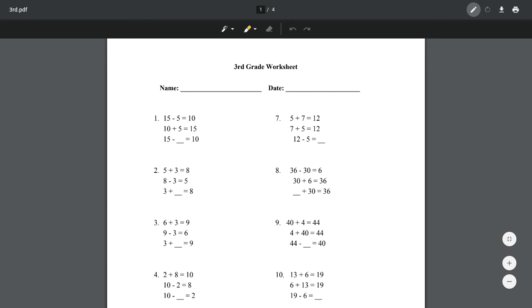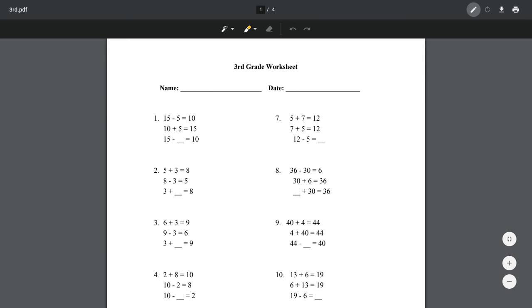First page, we're using the properties of addition and subtraction. For number 1, the first line says 15 minus 5 is equal to 10, and the second line says 10 plus 5 is equal to 15, and they want us to fill in the missing number in the third line, which says 15 minus blank is equal to 10.